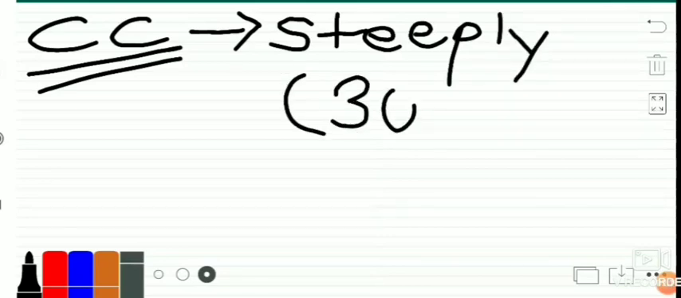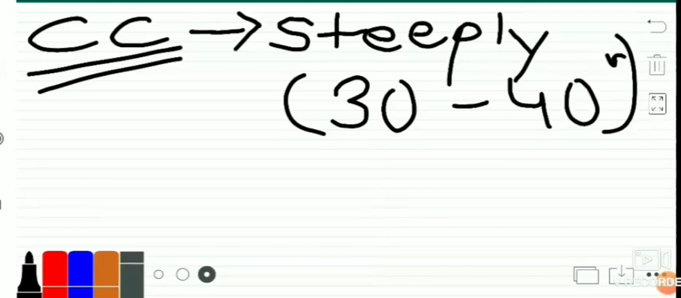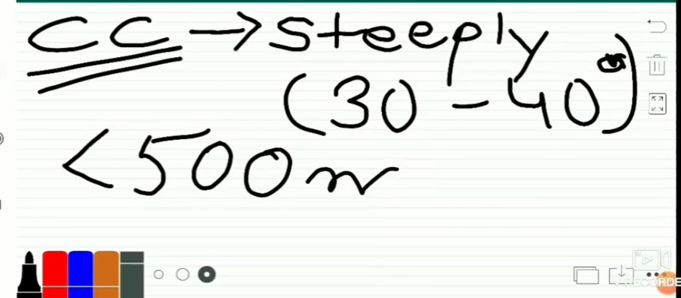The angle is not extremely steep, but it can vary between 30 degrees to 40 degrees, and they are not much elevated, they have heights less than 500 meters, right? And there is another thing.